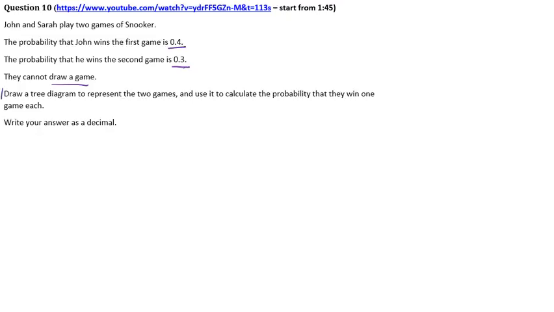But we need to draw a tree diagram to represent this and then go on to calculate the probability that they win 1 game each. So when we're doing that, we're going to look for the probability of John winning the first, Sarah winning the second, and we're going to add to that the probability of Sarah winning the first and John winning the second.